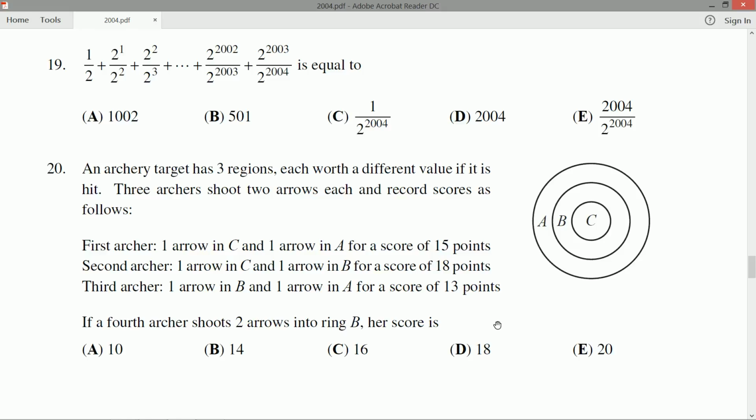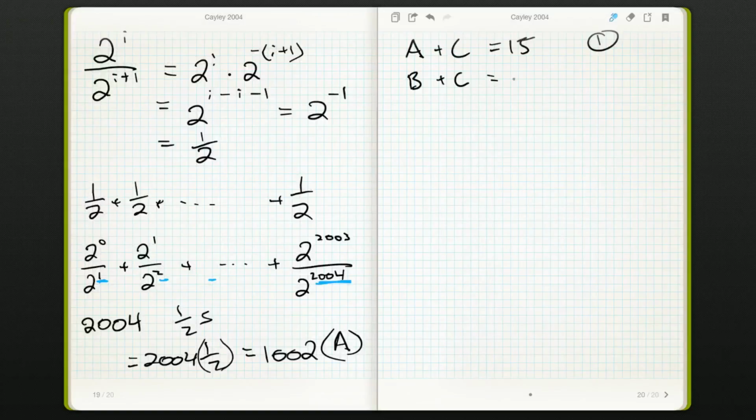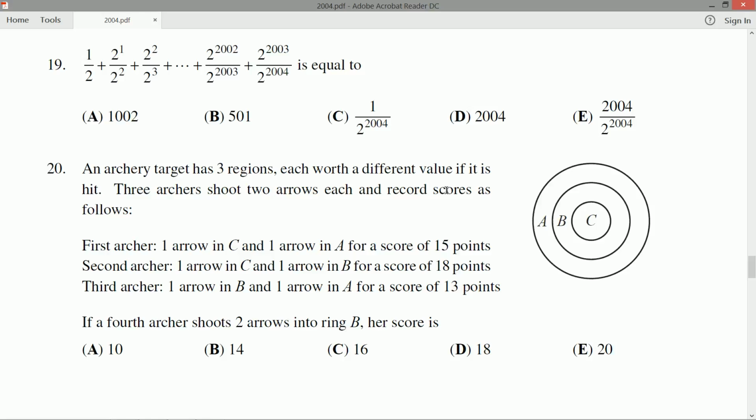Now, I can think of a couple of approaches. What I'm going to do first is just let A be the point value for the region A. So we have some equations here. Our first archer is A plus C is 15. And then we had B plus C is 18. And A plus B is 13. And we want 2B, because she hit 2 arrows in the B section. Okay? So I'll just double check that I did get those right. B plus C is 18. Okay, yeah.